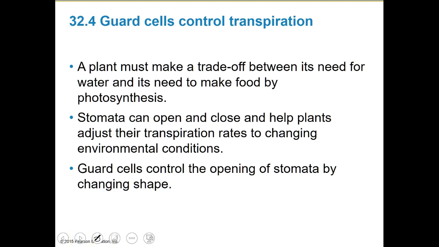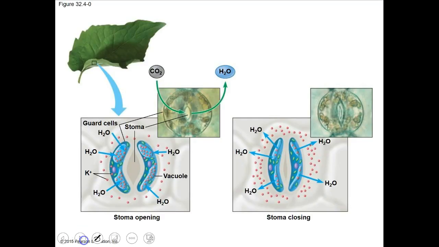So a plant must make a trade-off between its need for water and its need to make food by photosynthesis. So we have a structure, guard cells, that actually help with this. We have stomata, and they can open and close to help plants adjust their transpiration rates by responding to changing environmental conditions. Guard cells are at the opening of the stomata, and they can change shape to control how much it's open.